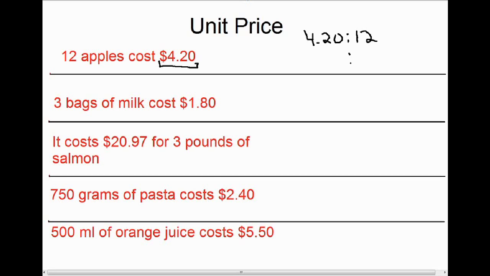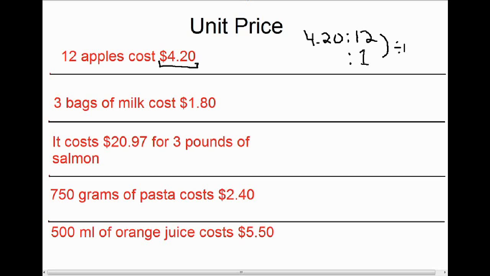So we have to change this ratio so that the number of apples is 1. And the number of apples was the second value here because the first value was how much money. As always with unit price, we put the amount of money first in the ratio. To change 12 to 1, we have to divide it by 12. So that's the same thing that we're going to do to $4.20.